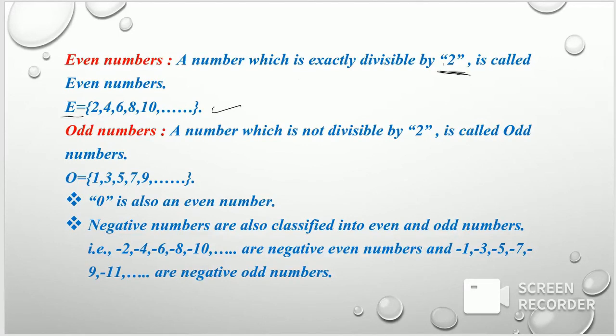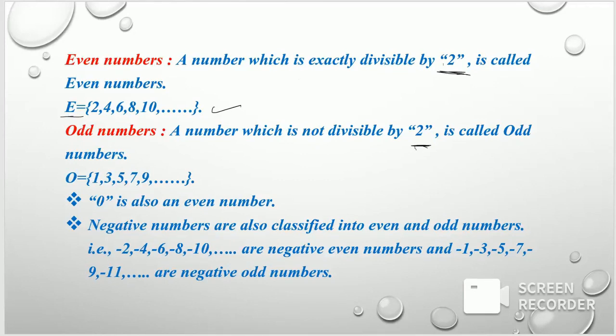And next one is odd numbers. A number which is not divisible by 2 is called an odd number. That odd number set we take as O. So O is equal to the set of 1, 3, 5, 7, 9 and so on.